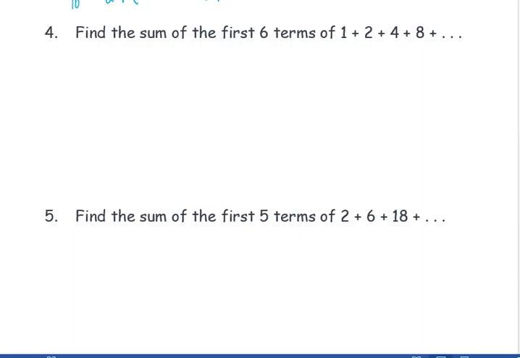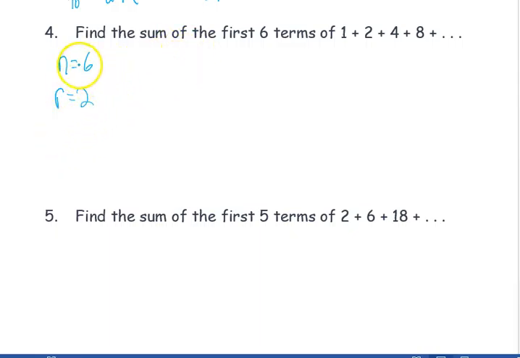Example 4 said to find the sum of the first 6 terms, so n is going to be 6, of 1, 2, 4, and 8. If you notice, you're adding 1 here, 2 here, 4 here, so this is not arithmetic, because arithmetic would be adding the same amount. This is geometric because you're multiplying by 2: 1 times 2 is 2, 2 times 2 is 4, 4 times 2 is 8. So our r is 2, because that is what we're multiplying by.